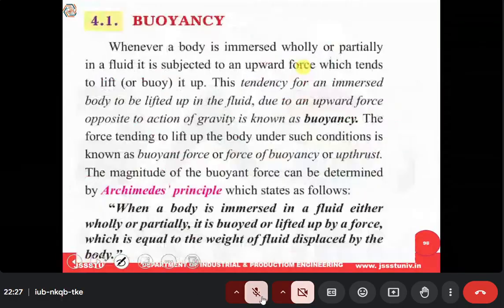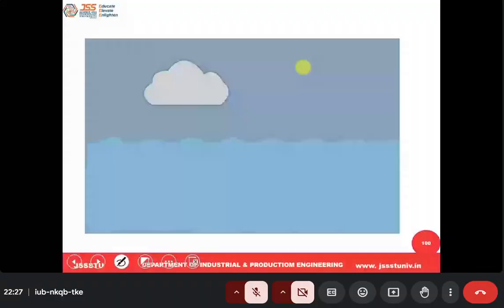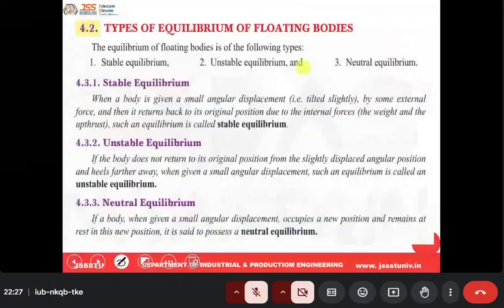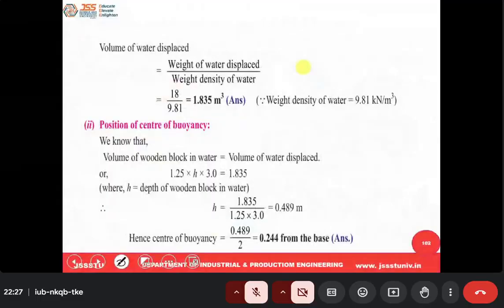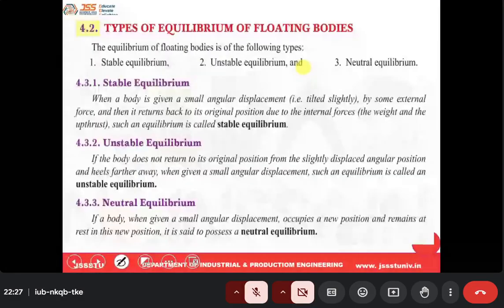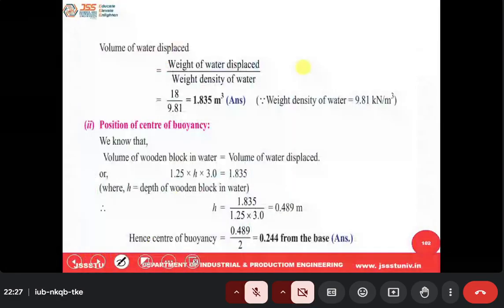Anyway, so we are almost at the end now. Very interesting topic in the last two or three slides, like buoyancy. I think that will complete the fluid mechanics.